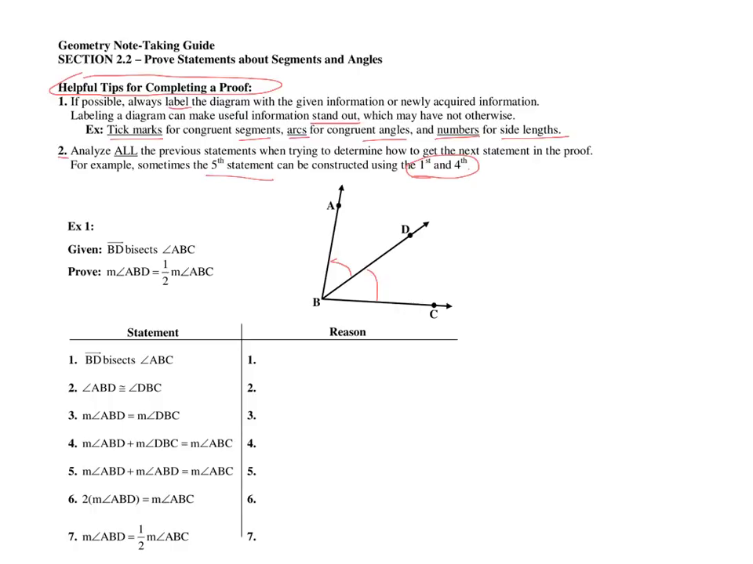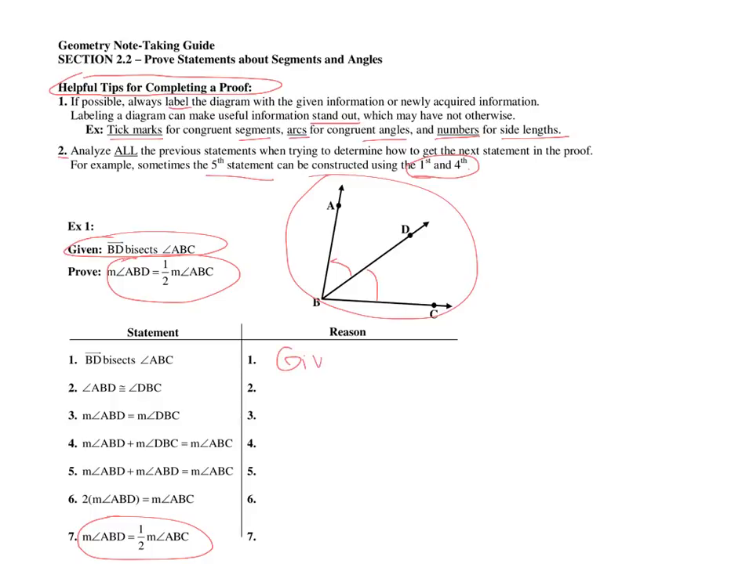So we start with this information. There's some information in the diagram. This is what we want to get to at the very end. That's what we have at the bottom. Starting off with statement 1, BD bisects angle ABC. That's given. For 2, angle ABD is congruent to angle DBC. And how do we know that? Well, just look over at your yellow sheet. That's the definition of an angle bisector.